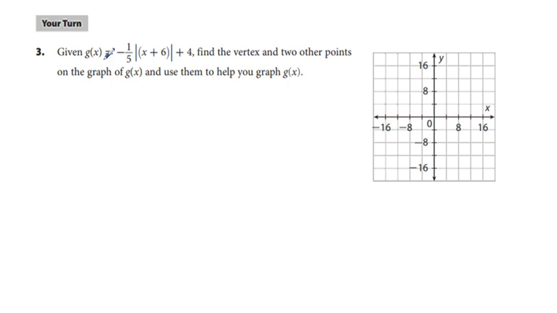What I want you to do is go ahead. It says given g of x equals -1/5 of the absolute value of quantity x plus 6, plus 4. Find the vertex and 2 other points on the graph of f of x and use them to help you graph g of x. So I want you to go ahead and do that, and just pause the video, and then I'll show you in just a little bit.